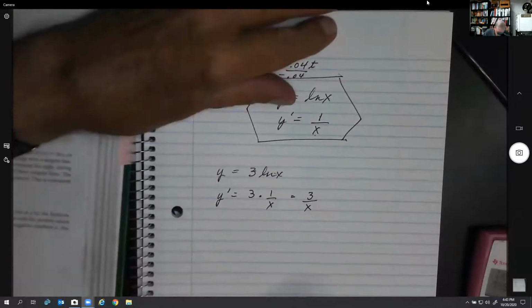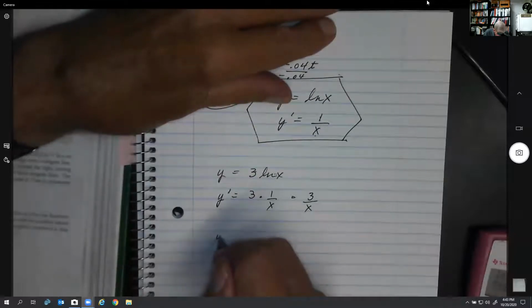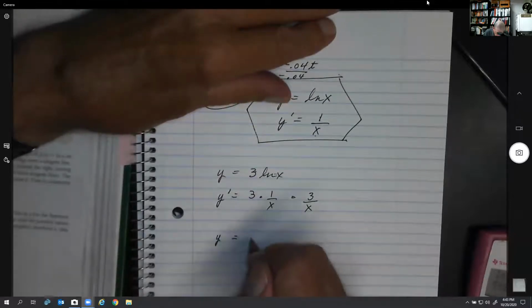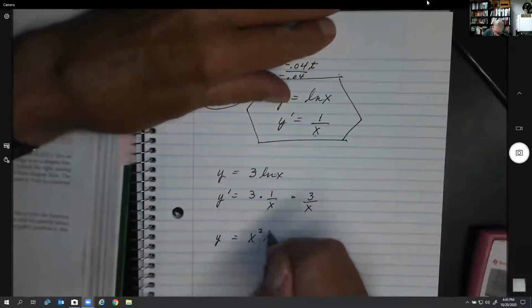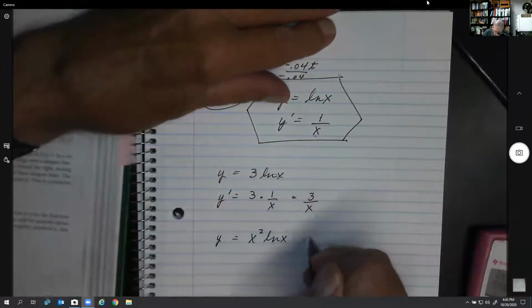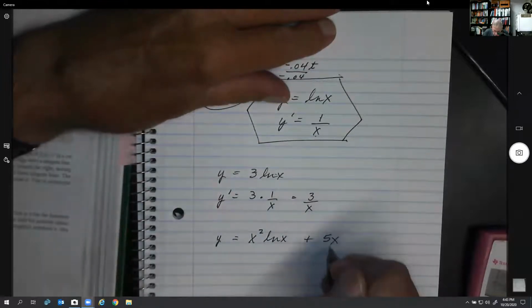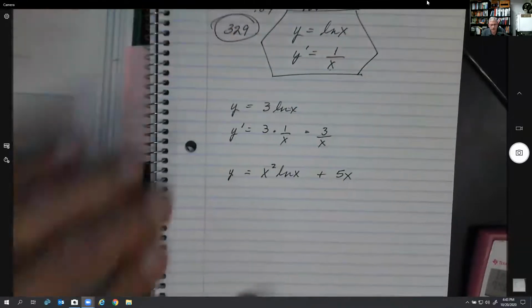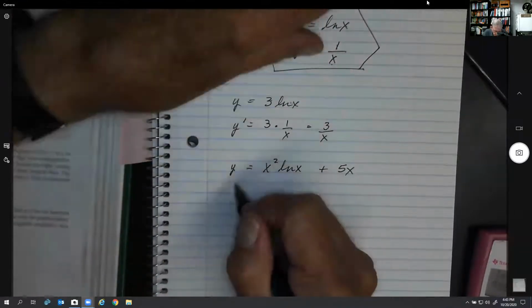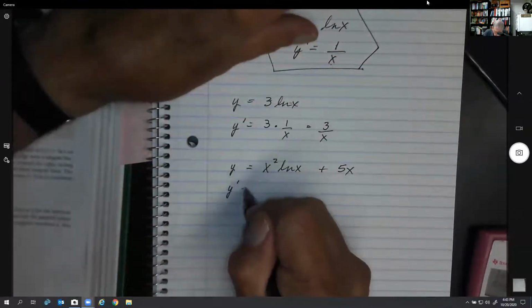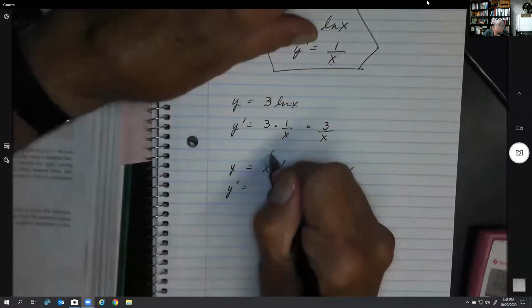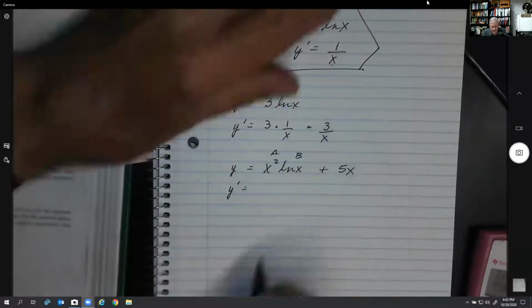Well, what if we have a little something harder? y equals x squared ln x plus 5x. Ooh, looks kind of tough. Not really. y prime is, well, what is this going to be? A, B, and A B.